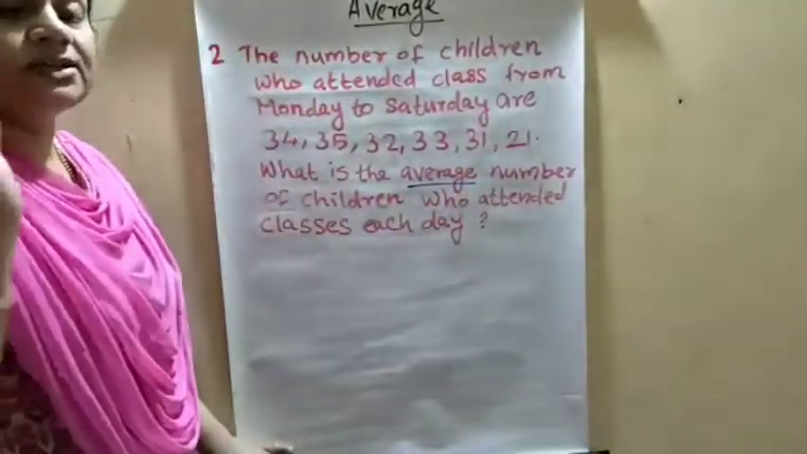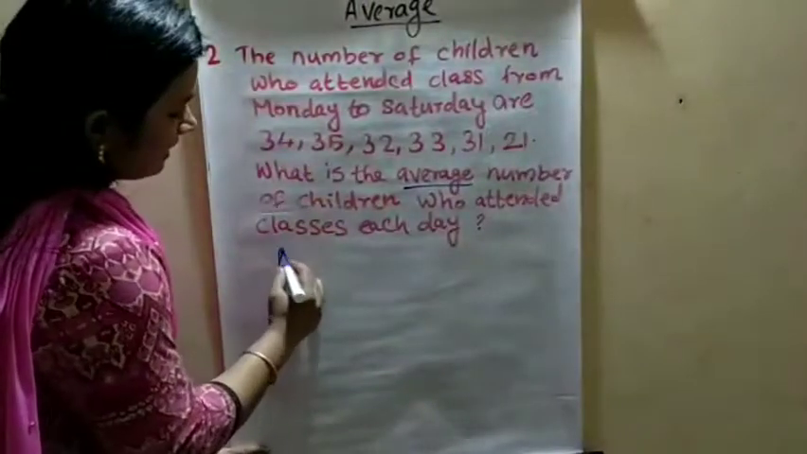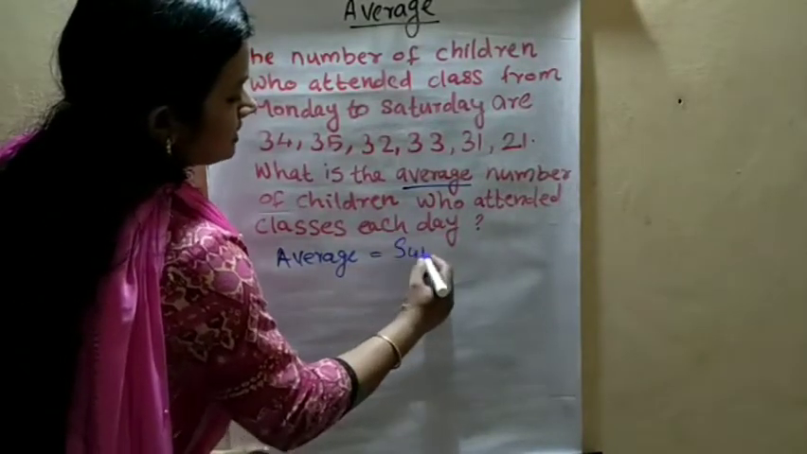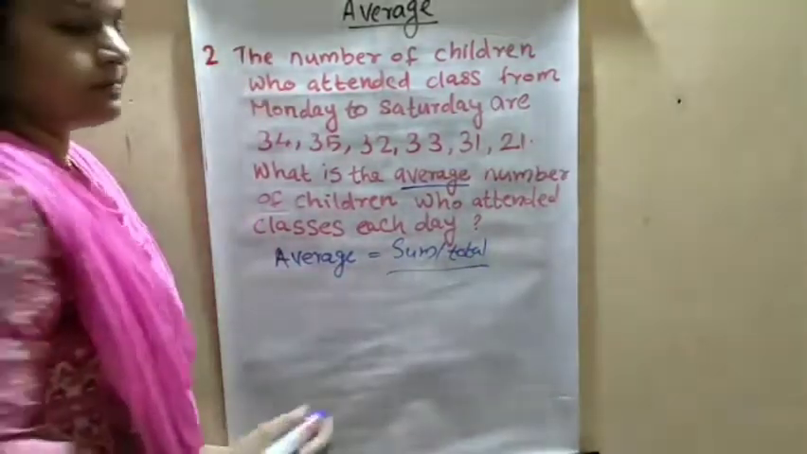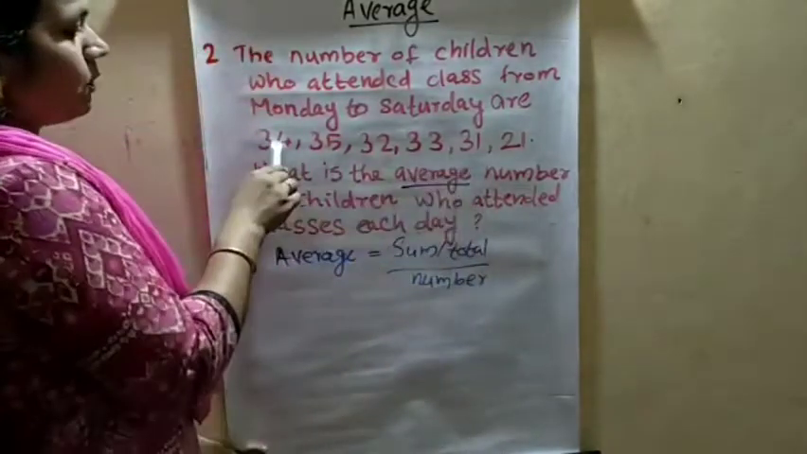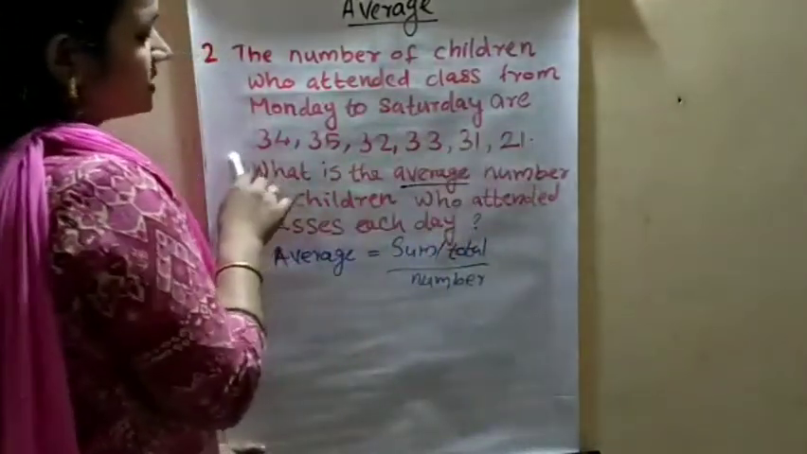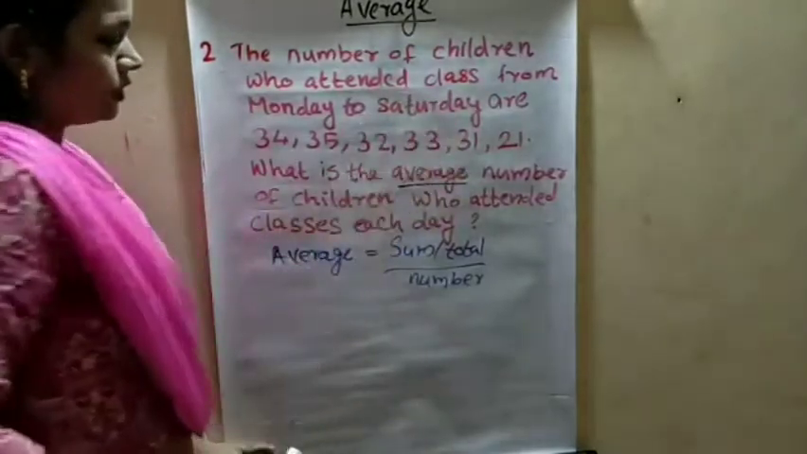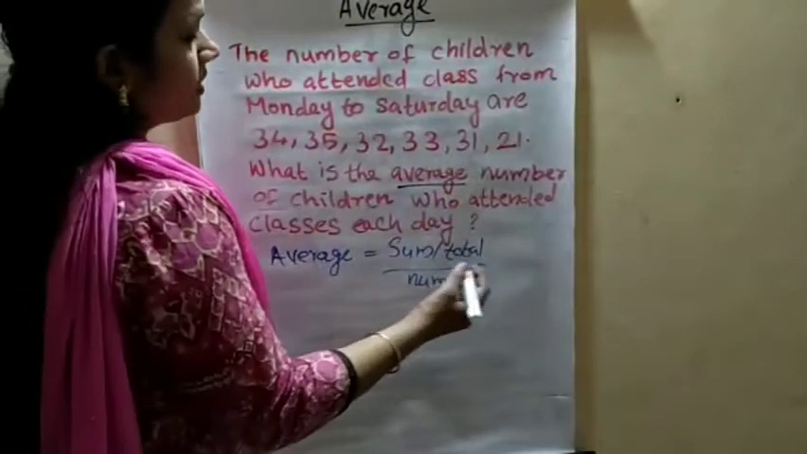First of all, what is average? How to calculate the average? Average equals the sum or total number of children divided by the number of addends. How many numbers are given? You count it. 1, 2, 3, 4, 5, 6. The number of addends is 6. First we want to find out the sum of addends, the total number of children. First we write the total number of children.